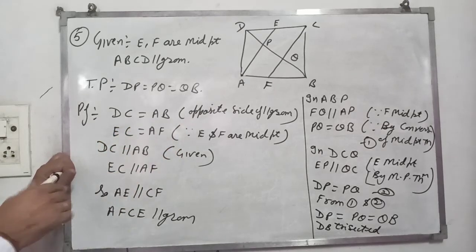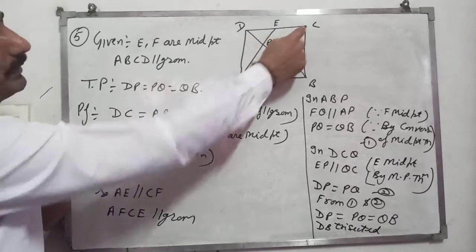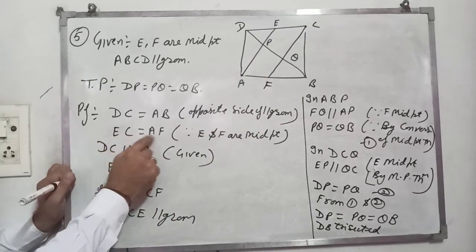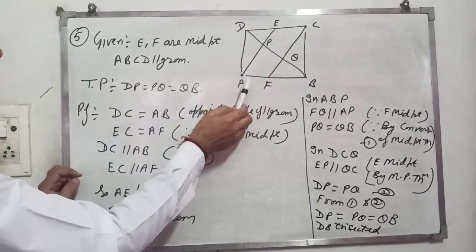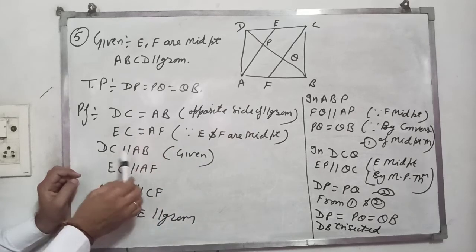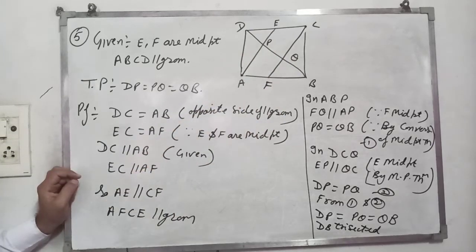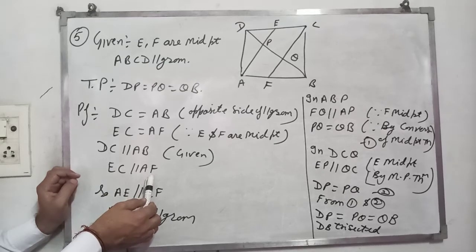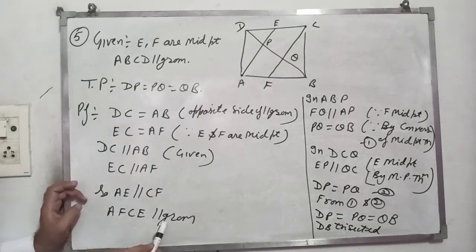So look, first DC is equal to AB, because DC and AB are the opposite sides of the parallelogram. So EC is equal to AF, because E and F are the midpoints, that's why they are equal. DC is parallel to AB because the opposite sides of a parallelogram are parallel. So similarly EC is parallel to AF, right? So AFCE becomes a parallelogram.